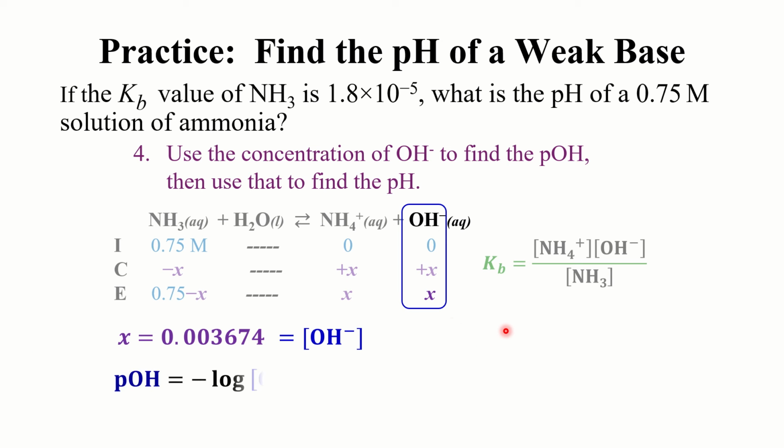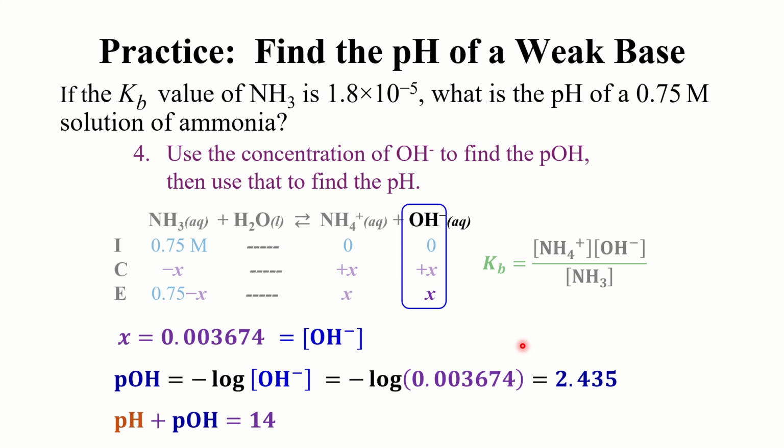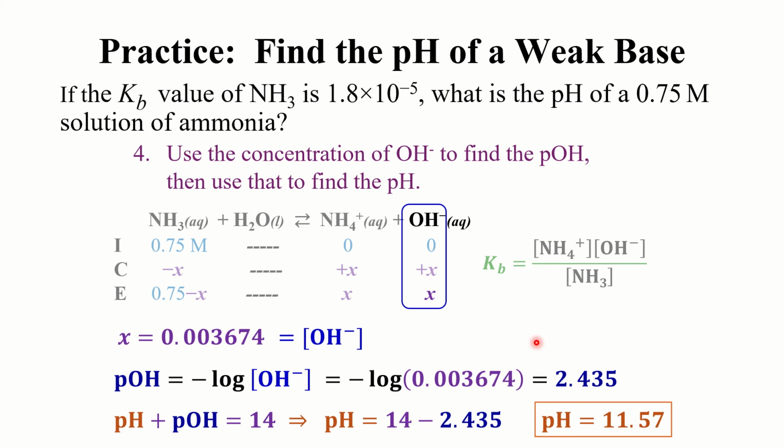So with this, we can find the POH. So the POH is the negative log of the OH minus concentration. So this is around 2.435. And then finally, using that expression we set up earlier, pH plus POH equals 14, we can solve for the pH. We should find that the pH is equal to 11.57.